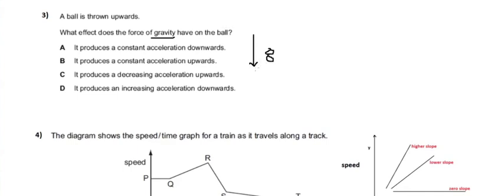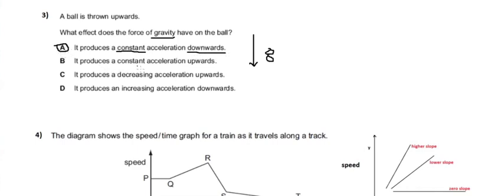G is the symbol for the gravitational acceleration. So here option number A produces the constant acceleration downwards. So this is our correct option. Always remember, it is a constant value that is close to 9.8 meter per second square. It is always downward. So option number A is the correct option.